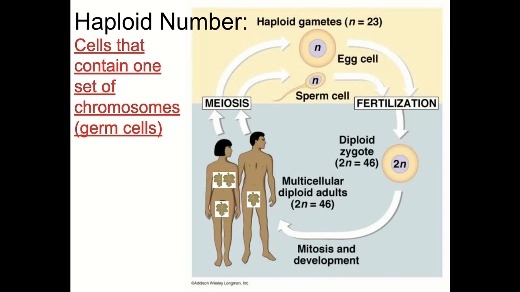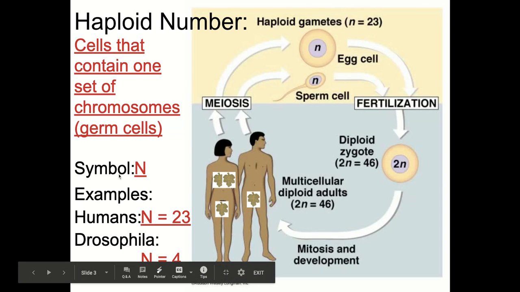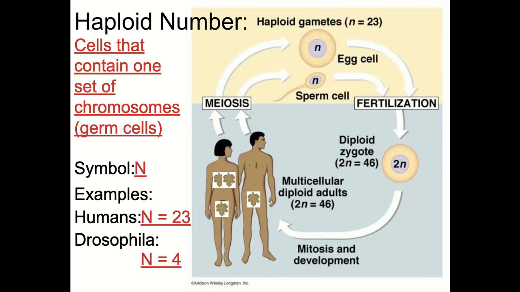So haploids are cells that contain one set of chromosomes, or germ cells. No big deal if we remember what germ cells are. And the symbol is just an N. Oop, it came up kind of weird. But in humans, N is 23, Drosophila, N is 4. So diploid is 2N, haploid is just an N.